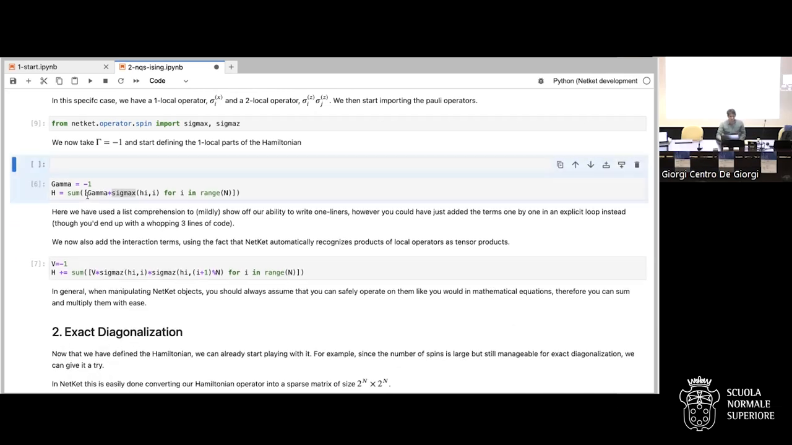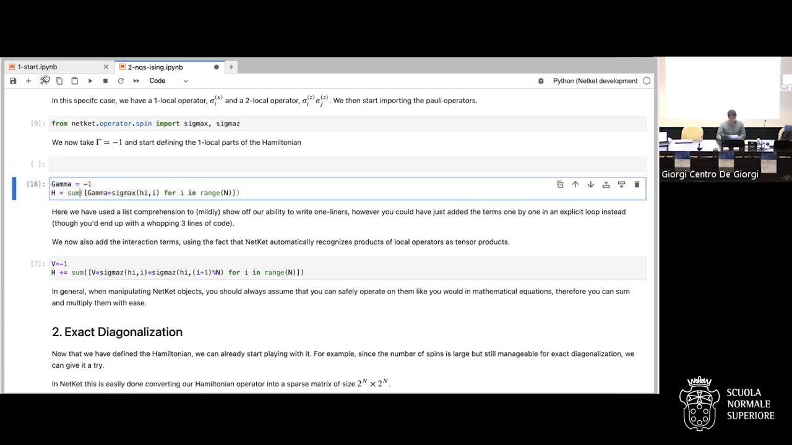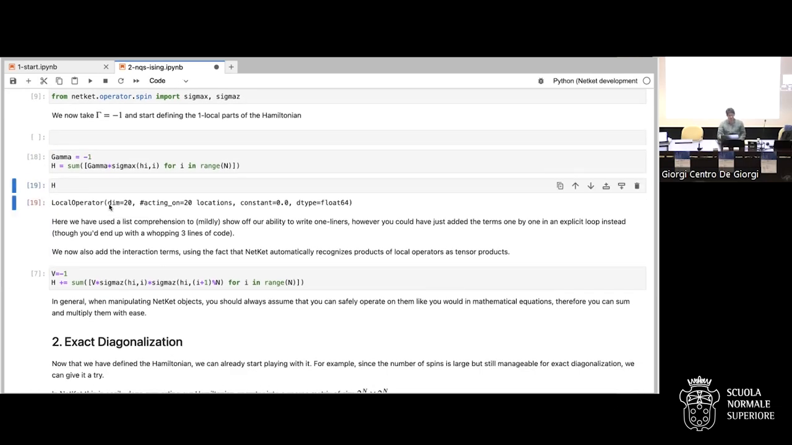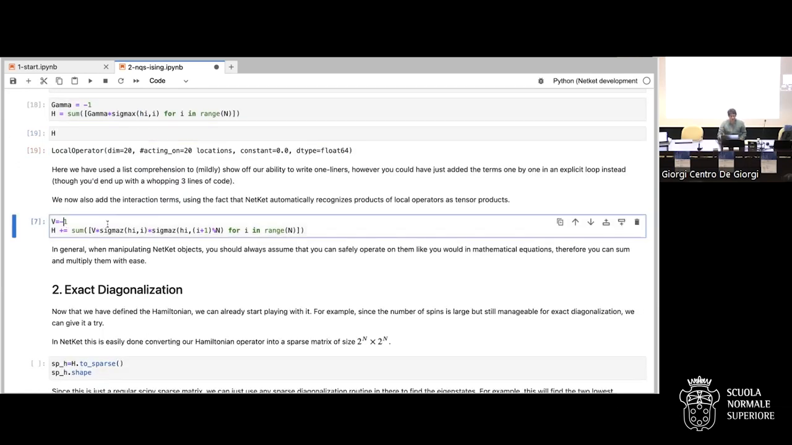Okay, so now here I'm summing all those terms. And so we can see that H now is a local operator acting on a space with 20 sites. And we have 20 terms, okay? While these objects should be huge, we are just storing 20 2x2 matrices and 20 scalars telling indices, to know where it is. And then the sigma z z term is implemented by simply doing sigma z I times sigma z I plus 1. Okay.